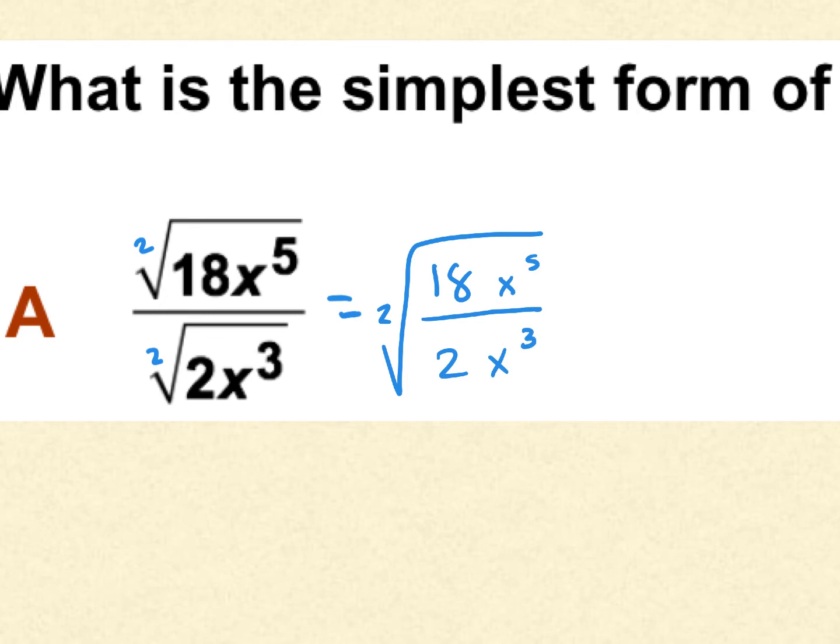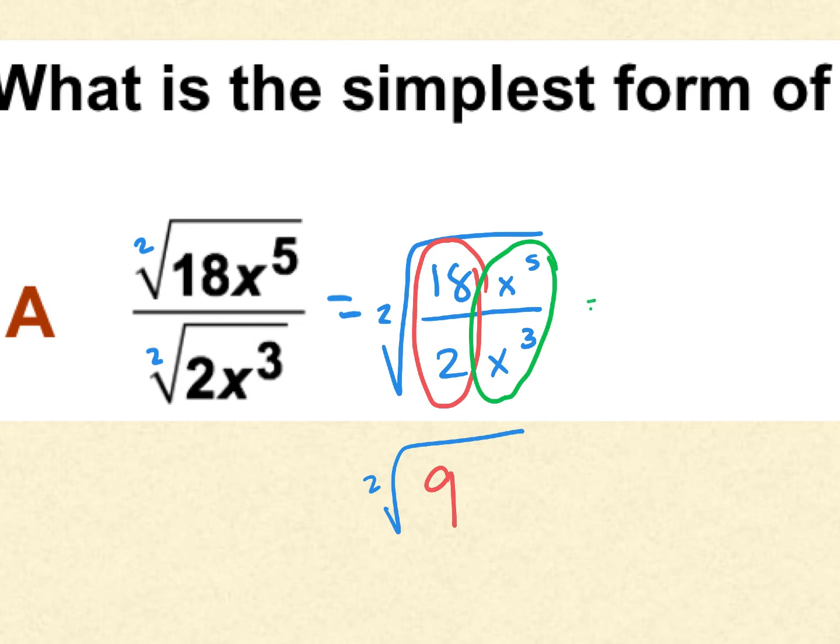So we can simplify our like terms. So what's 18 divided by 2? 9. And then with the x's, a couple different ways we can do this. If I have 5 x's on the top and 3 x's on the bottom, if you have any in common, they cancel. So then how many x's am I left with? 2.